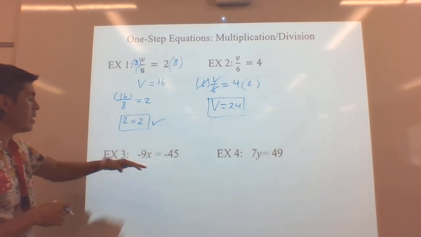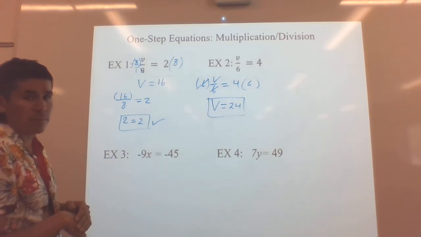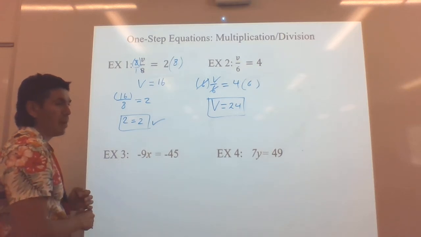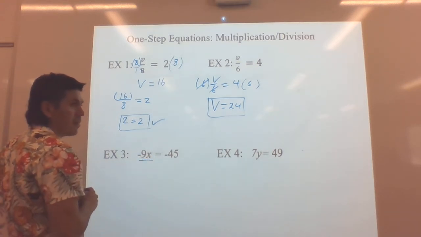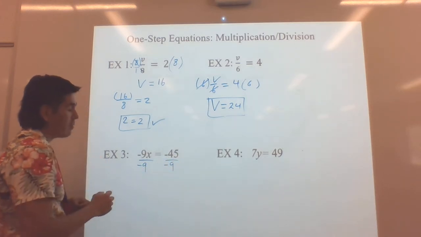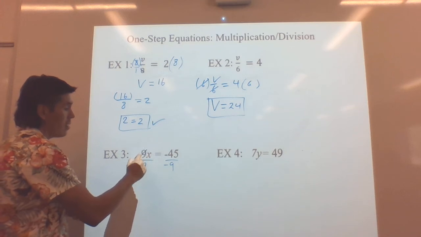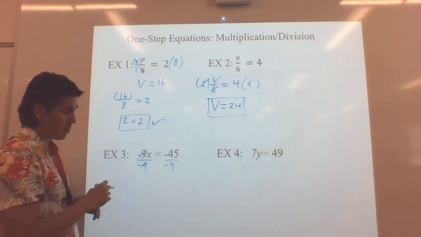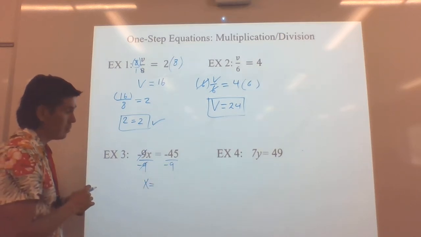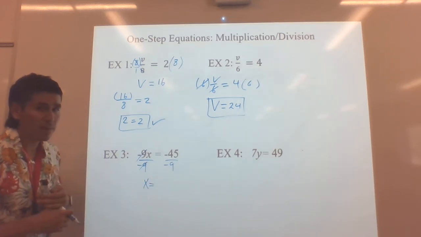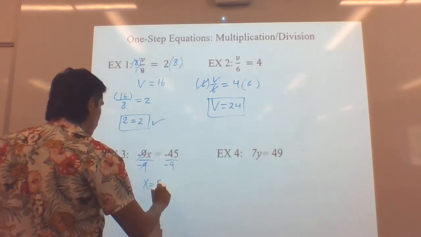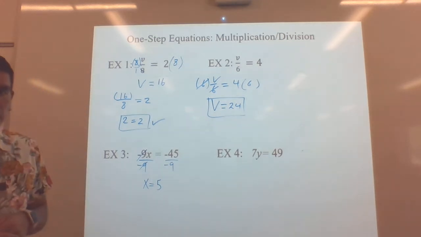We're going to do number 3 now. What's happening to x? Multiplying by a -9. What's the inverse of multiplying by a -9? Dividing by a -9. Okay, -9 divided by -9. Right, anything divided by itself is just 1. So it divides out. So we get x by itself. x equals -45 divided by -9. Okay, the answer is 5.